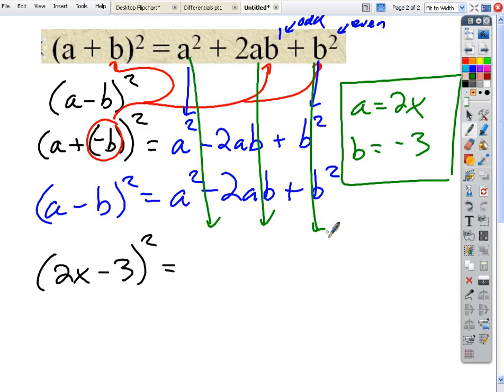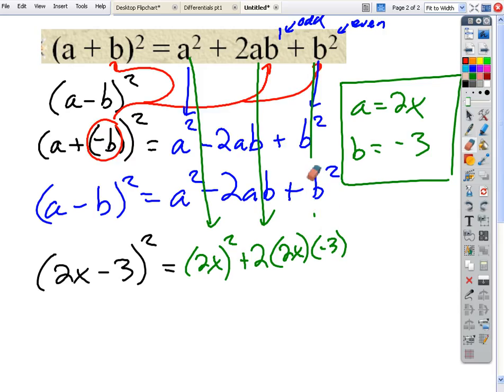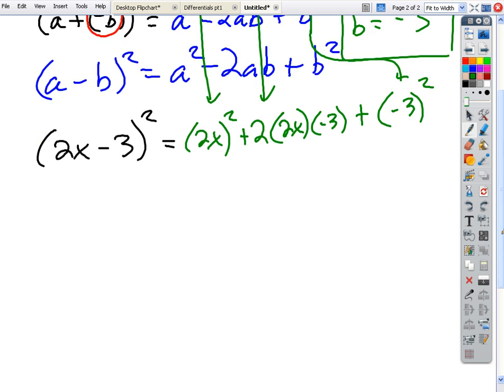What do we get from those? A squared, what is the quantity? Is going to be the quantity 2x squared, right? Plus 2 times a, 2x, times b, negative 3, plus b, which is negative 3 squared. What does that work out to be?